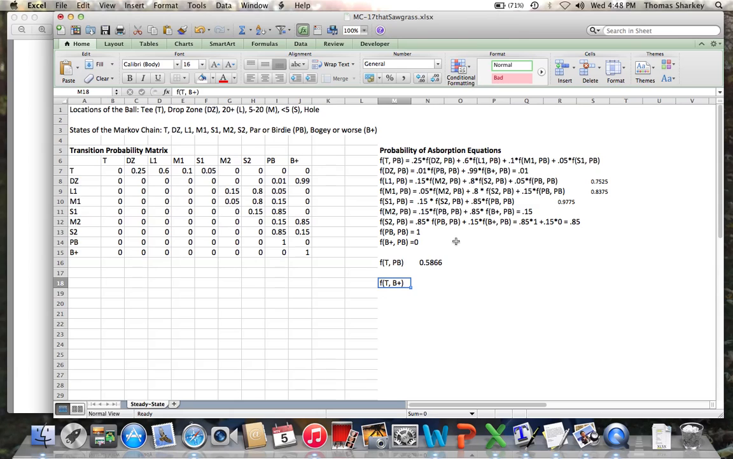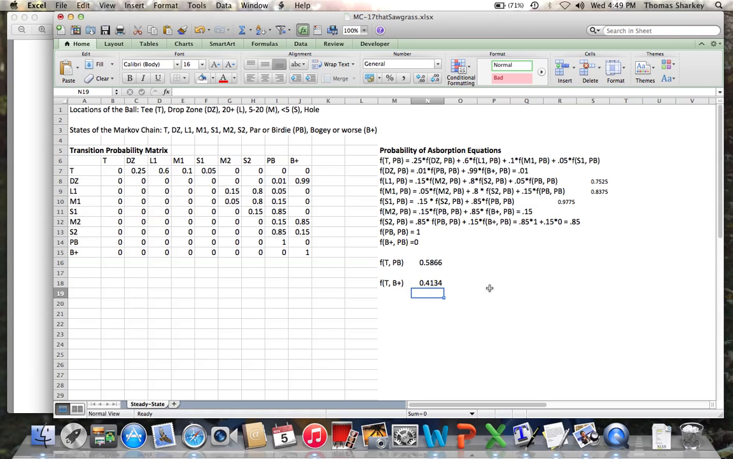But one thing I can recognize is that I have two absorbing states in this Markov chain, and I'm going to end up in one of them. So if I end up in par or better 58% of the time, I'm going to end up in the bogey or worse state 1 minus 58% of the time. So 41% of the time I'm making bogey or worse.